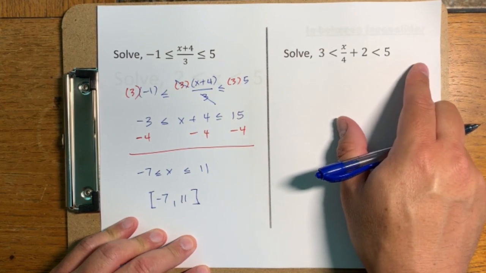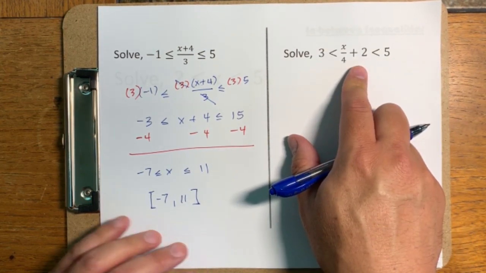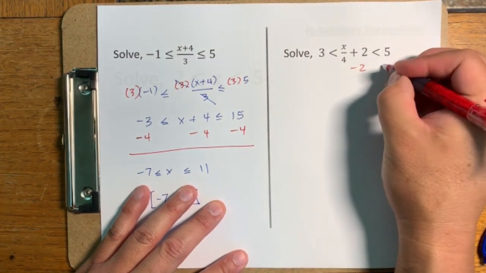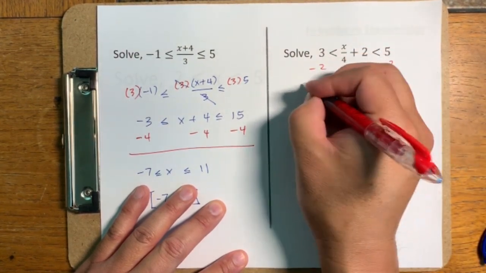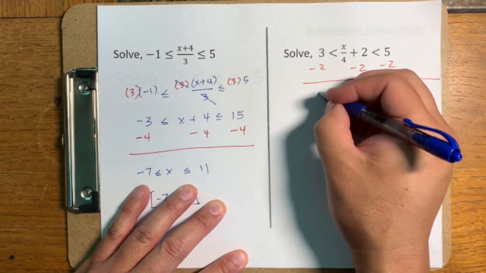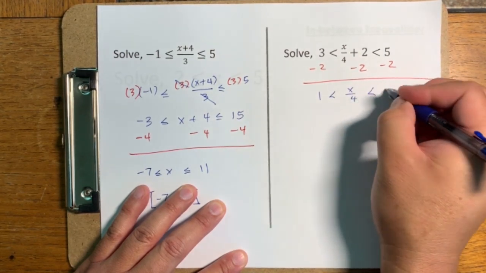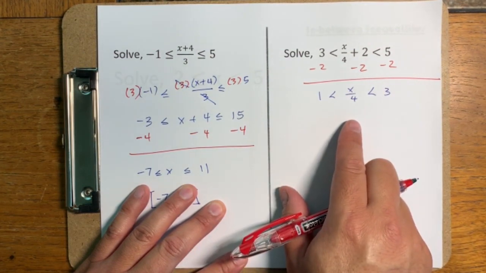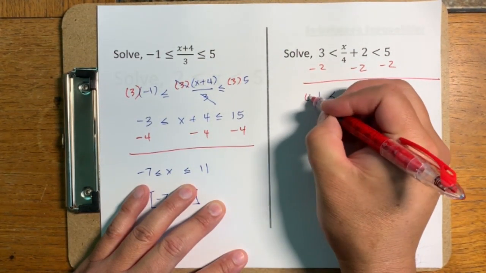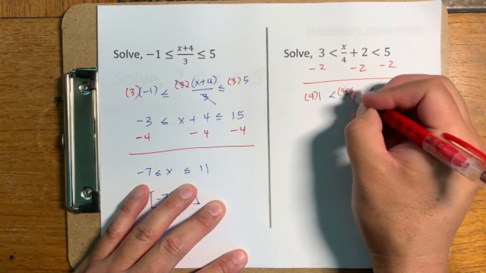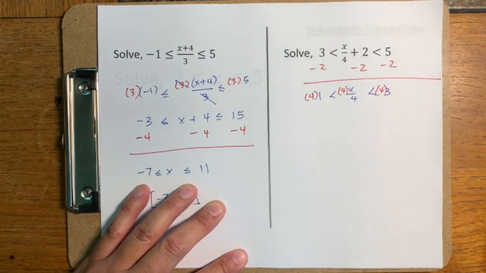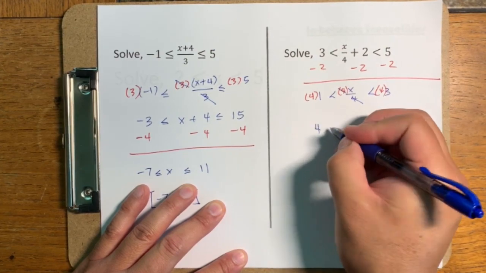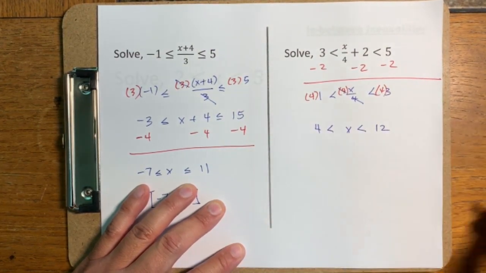Okay. Now, this over here, I have the option. I can multiply everything by 4, or I can just get rid of the 2 in the beginning. It doesn't matter. Either way works. I'll probably just get rid of that 2. And since I have 3 sides, I'll do it to all 3 sides. And then I'll multiply each side by the lowest common denominator. Since I have 3 sides, I'll multiply each side by 4. Now these 4's will cancel, and I'll get 4 is less than x is less than 12.